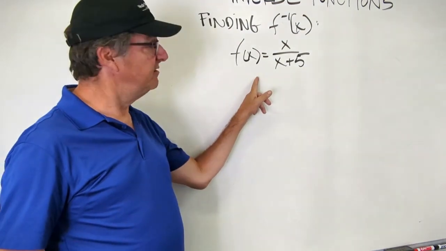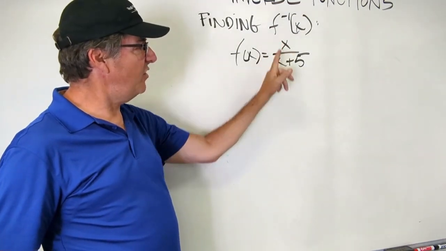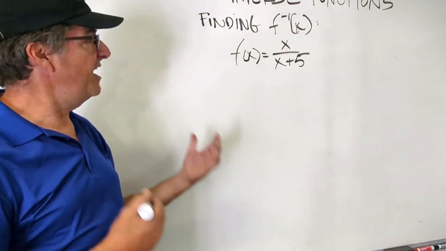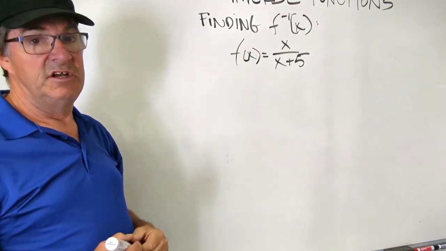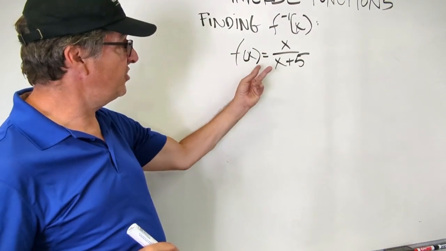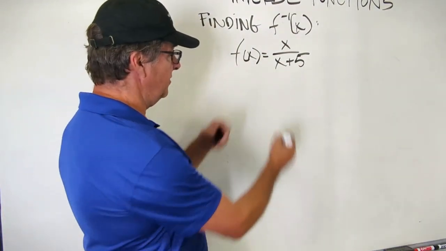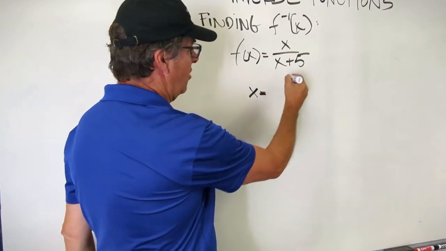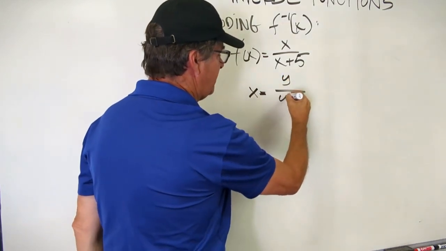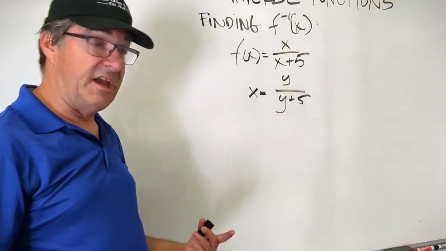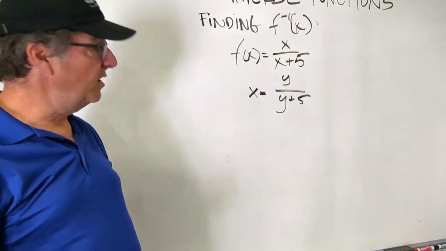Here's my function. f of x equals x over x plus 5. Now the first step is to find the inverse function. So what we're going to do is we're going to switch our x and y. So this is our fancy y, so that's just y. So we're going to put our x there and our y's where our x's are in our function. Now this is a little bit more complicated. Now we need to isolate y on one side.